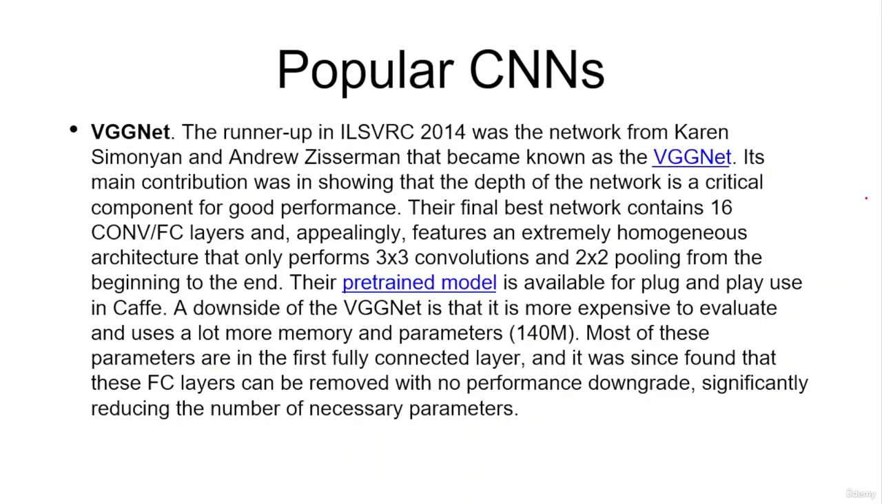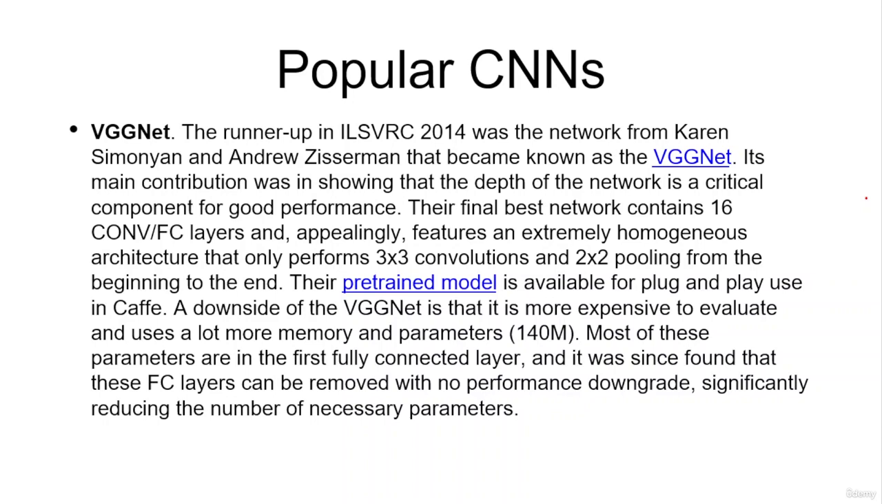The runner-up in ILSVRC 2014 was the network from Karen and Andrew, known as VGGNet. Its main contribution was in showing that the depth of the network is a critical component for good performance. Their final best network contained 16 convolutional and fully connected layers and features an extremely homogeneous architecture that only performs 3x3 convolutions and 2x2 pooling from the beginning to the end. Their pre-trained model is available for plug-and-play use in Caffe.